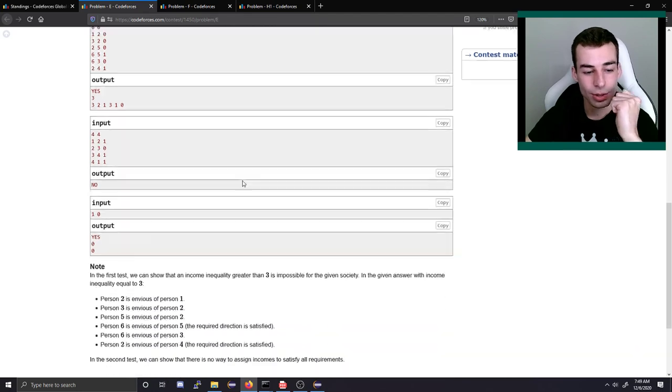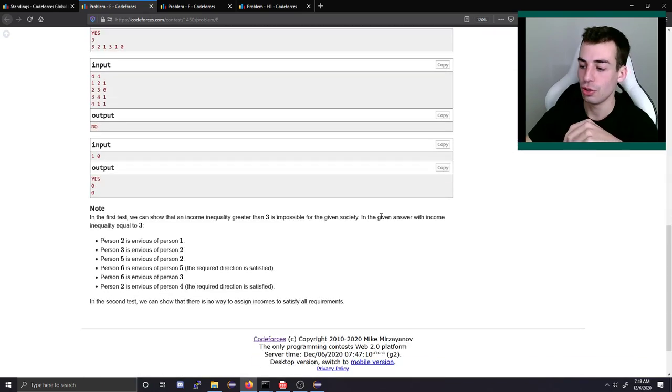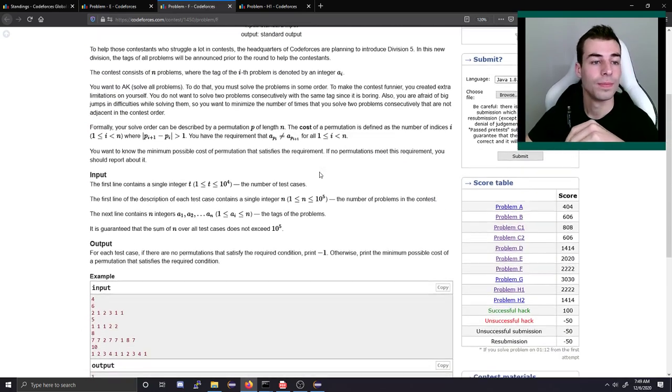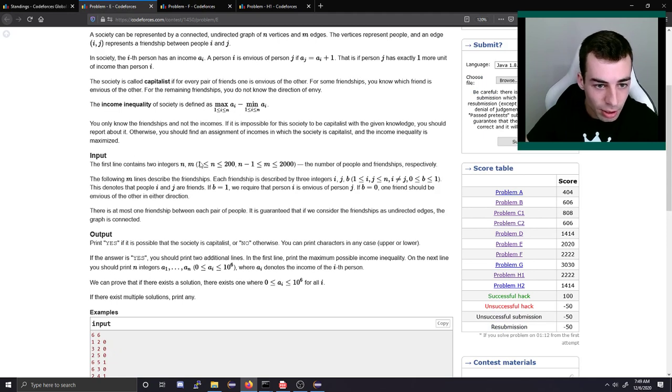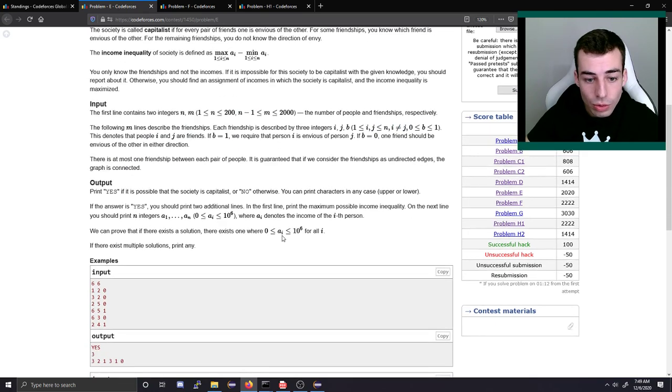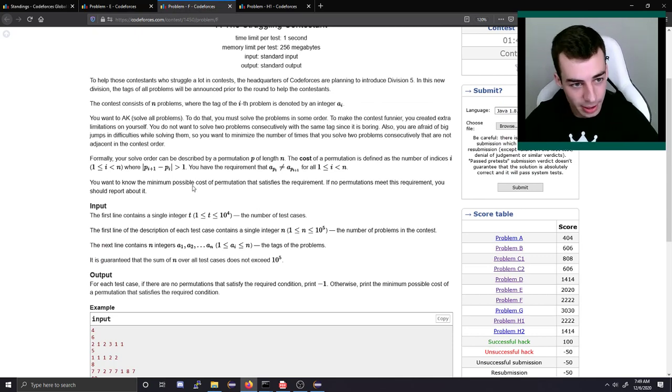Yeah, so this seems very two-colory. Parity is important. Is anything else important? Yeah, other stuff is important. You can have issues beyond parity. Okay. To help contestants who struggle a lot in contests, the headquarters of Codeforces are planning to introduce Division 5. Well, are there any crazy wacky bounds in the input? 200? Woohoo, so tiny. M is 2000. Smells like flow, if you know what I mean. Okay. Alright, I see.